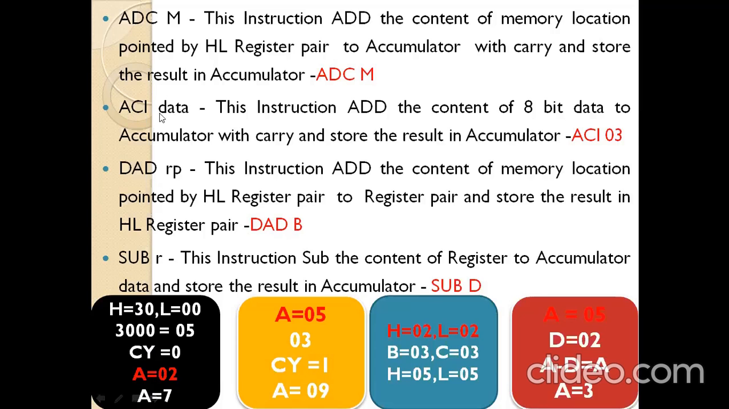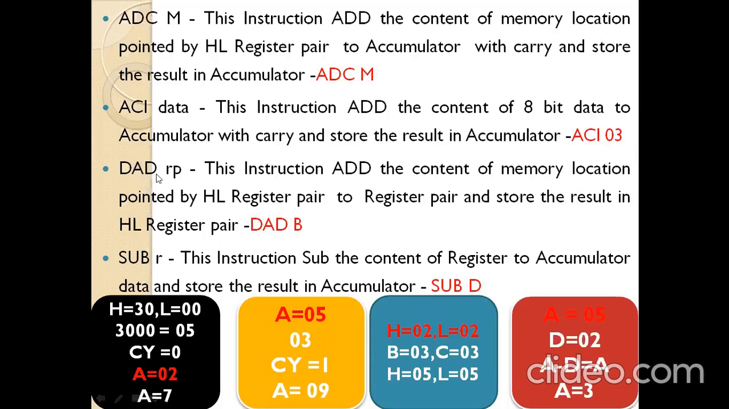Next, ACI data, that is ACI 03. So assume A is equal to 05, data is 03, carry is equal to 1. So A plus data plus carry. 5 plus 3 plus 1 is equal to 9.